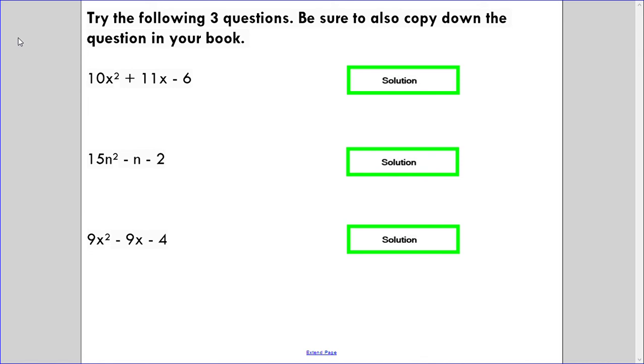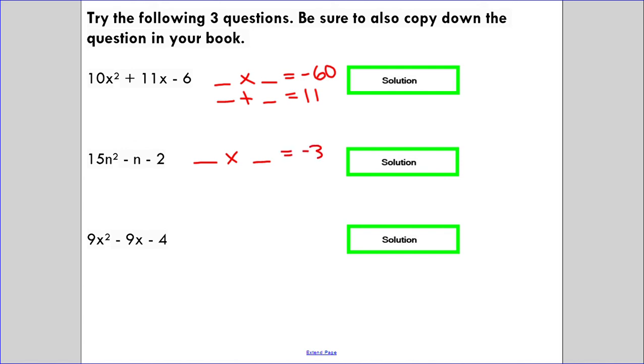Alright, so in each of these cases, you're trying to look for, again, two things that multiply, in this case, to give you negative 60, and those same two numbers add to give you 11. In my second set of problems, I'm looking for two things that multiply to give you negative 30, and those same two things are going to add to give you negative 1. And in the last one, we're looking for two things that multiply to give you negative 36, and those same two numbers are going to add to give you negative 9.